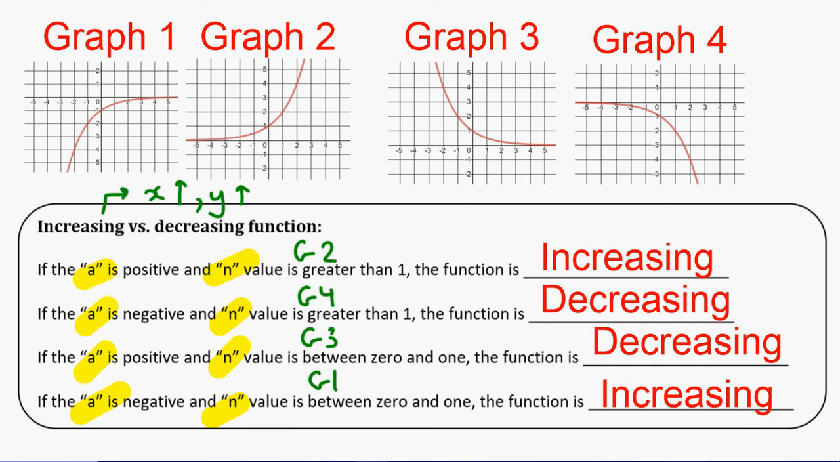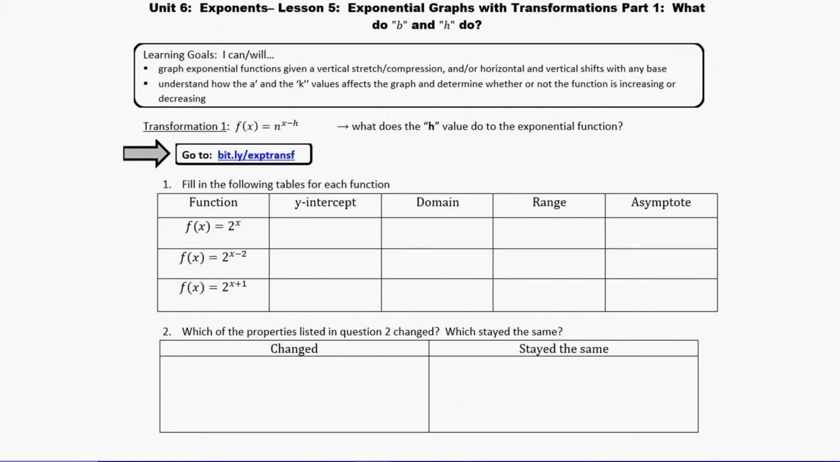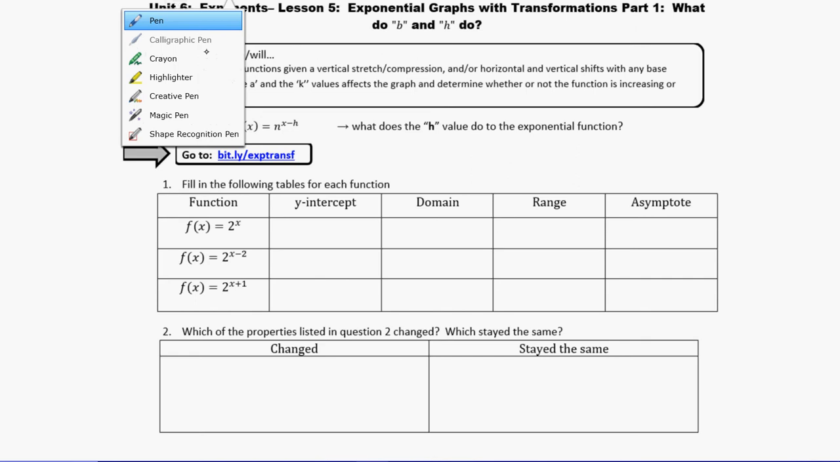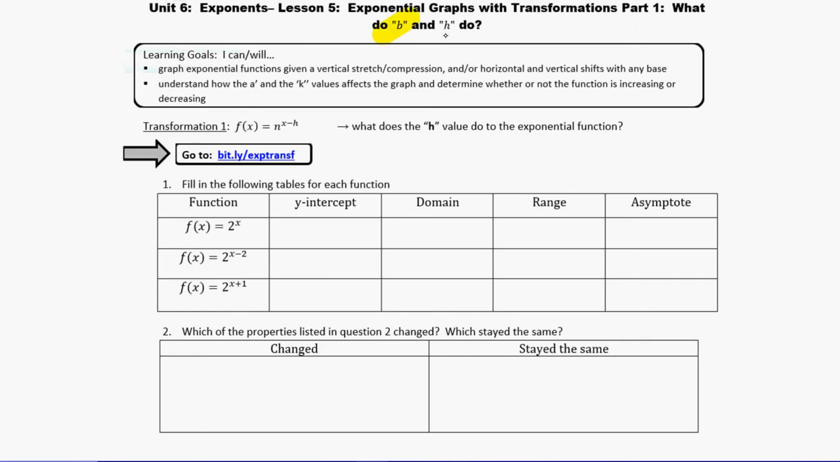All right, let's continue. Now we're going to talk about what B and H do, and if you were paying attention to Unit 3 and Unit 5, we should know what these do already. But here we go. Here's the first one. I'm going to play around with my H value here, and my H value is added or subtracted to X. What does the H value do? The first one is no transformation, so of course we know that.